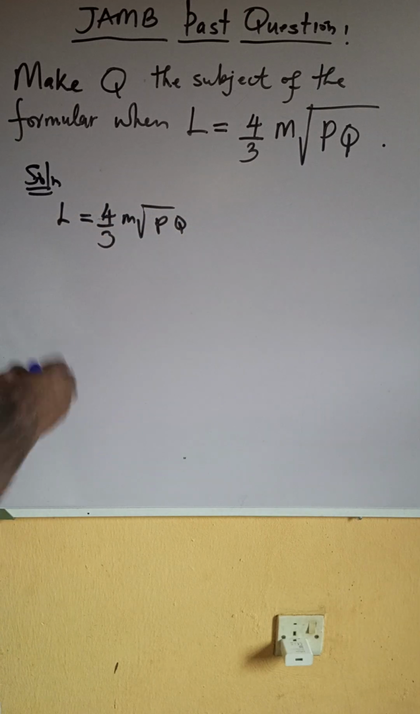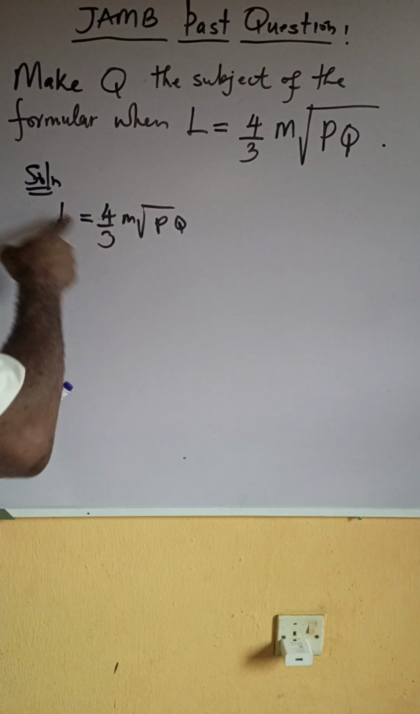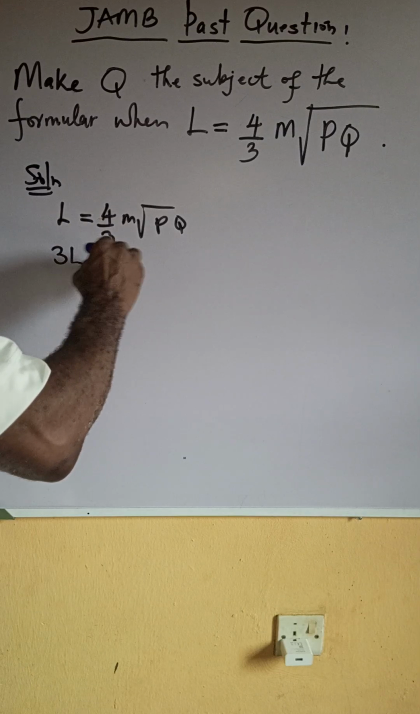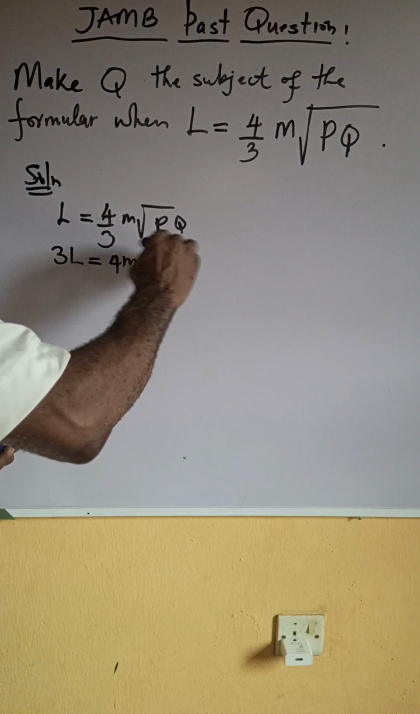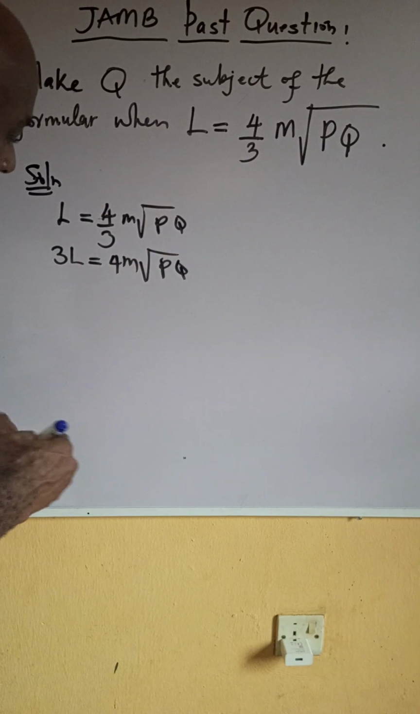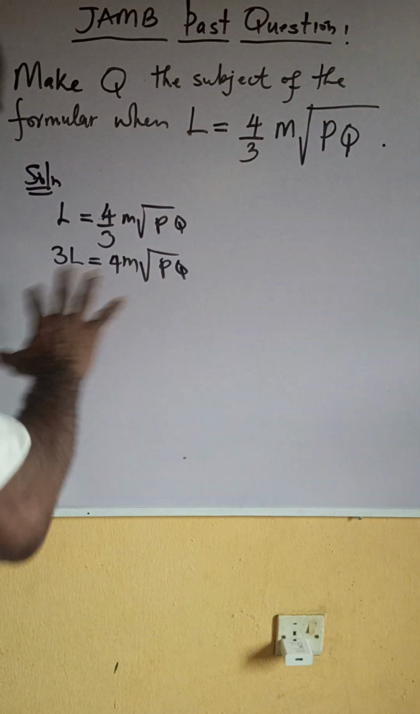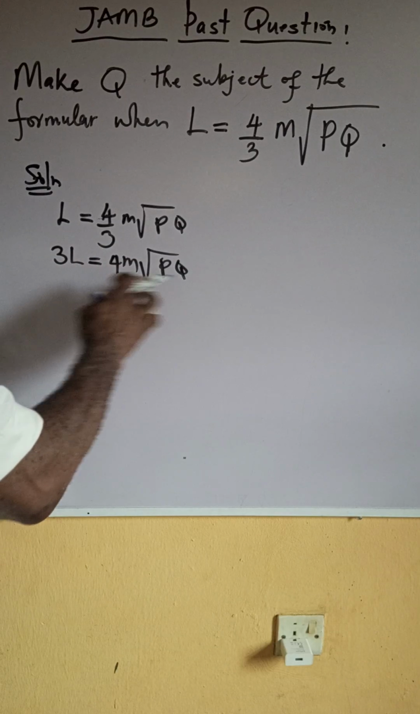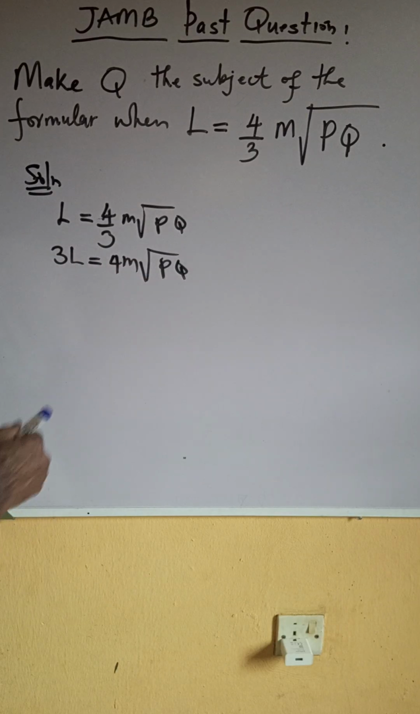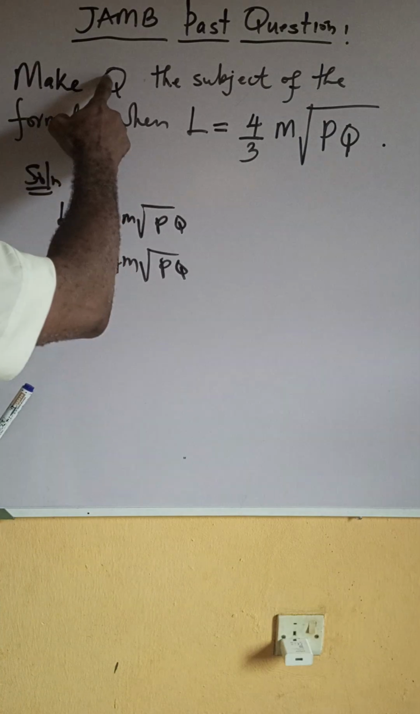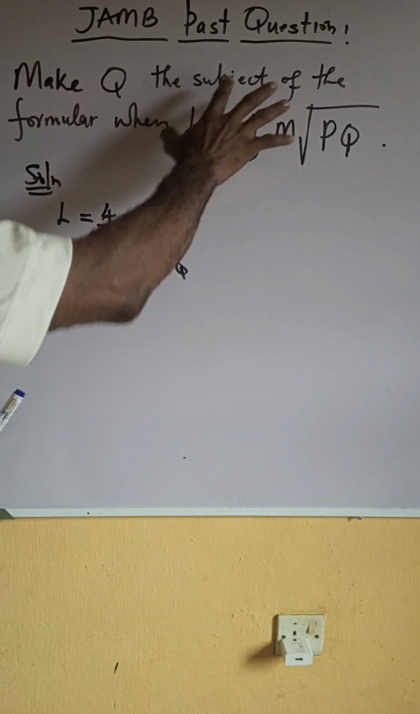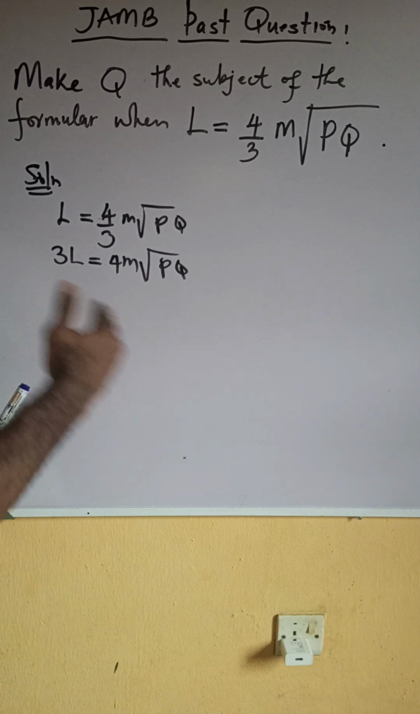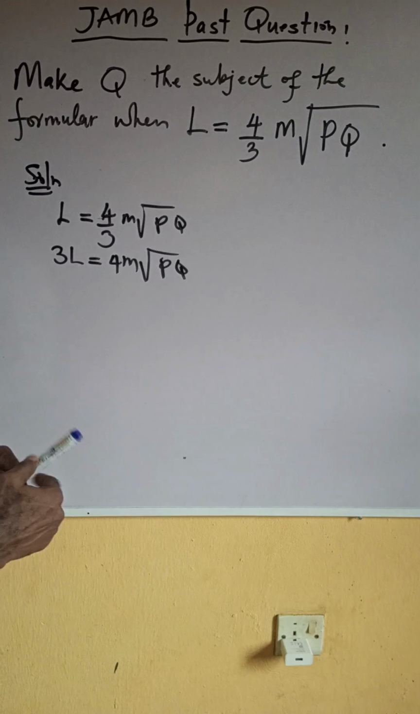You cross multiply. Use 3 and multiply L. We will have 3L is equal to 4m root PQ. After you have done that, we now divide both sides by 4m. You know, making Q the subject of the formula is to make sure Q stands alone on one side of the equation. Alright?